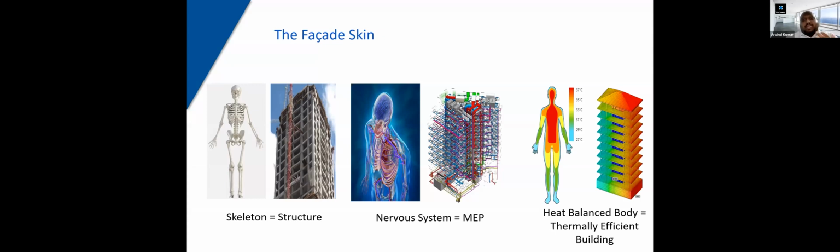So really your skin of the human body is compared to the facade of the building. And this skin plays such an important role because it acts as a fantastic barrier between the external environment and the internal configurations which you have, like the structure and the MEP and this heat balance which you are seeing inside the building. So the human skin and the facade skin are quite literally comparable in that aspect.